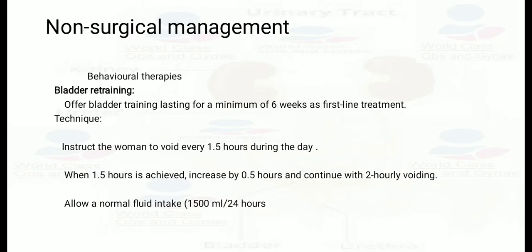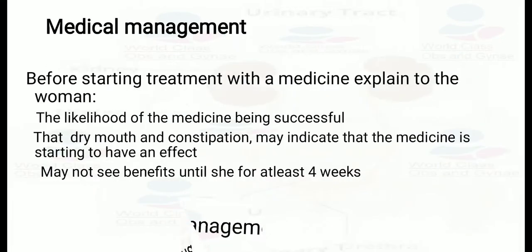Non-surgical management, behavioral therapy. Bladder retraining, offer bladder retraining lasting for a minimum of 6 weeks as first line treatment. What is the technique? Instruct women to void every 1.5 hours during the day. When 1.5 hours is achieved, increase by 0.5 hours and continue with 2 hourly voiding. Allow the normal fluid intake, 1500 ml per 24 hours.